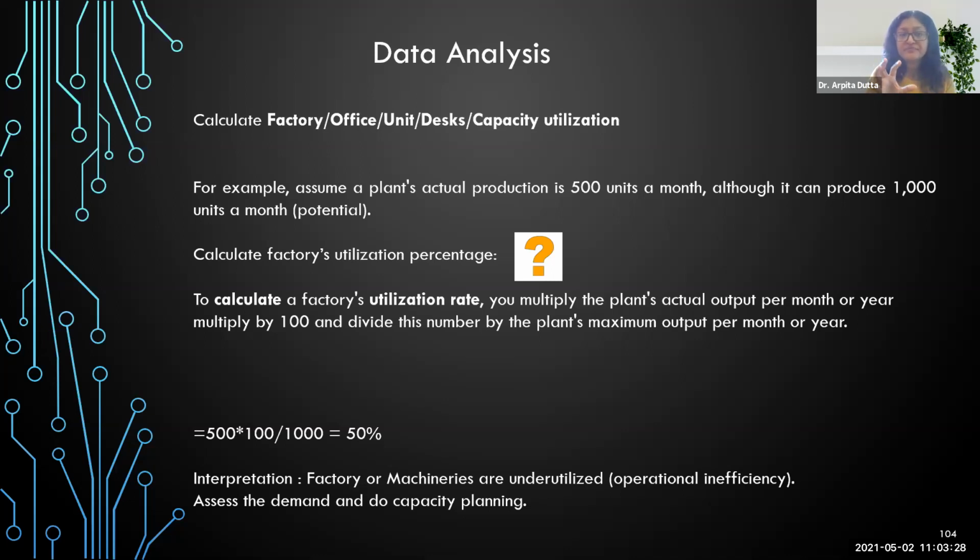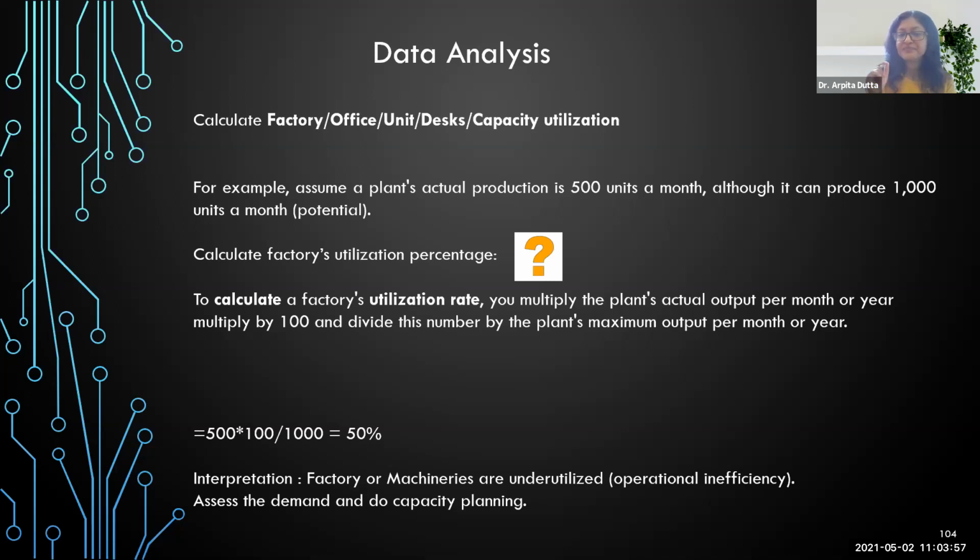So in this example, factory or machineries are underutilized. Only 50% is utilized. That is, in other words, operational inefficiency. In the previous example, we spoke about human productivity, about inefficiency and how we increase the efficiency. That's again operational inefficiency. So here also, with the space, it's again operational inefficiency.